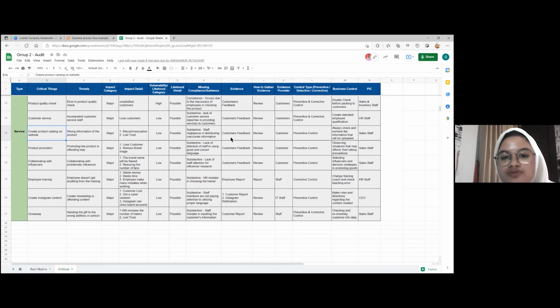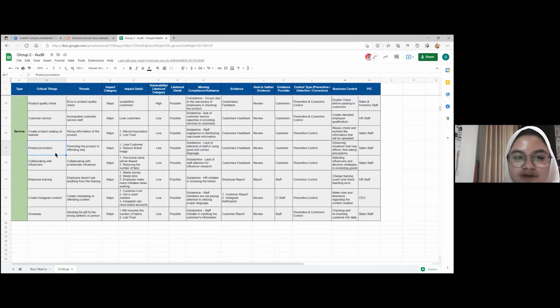And then the evidence would be from customer feedback, and how to gather this evidence would be from customer reviews. And to control this is through preventive control by always checking and rechecking the information that will be uploaded on the website. The PIC is the sales staff.